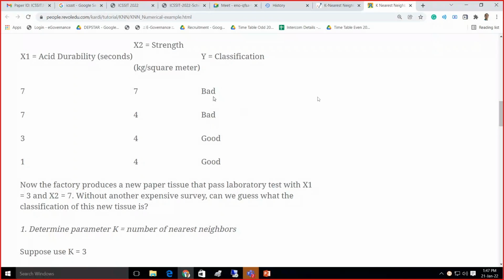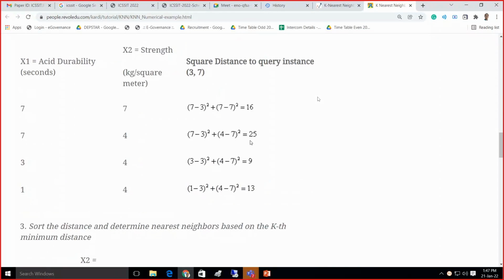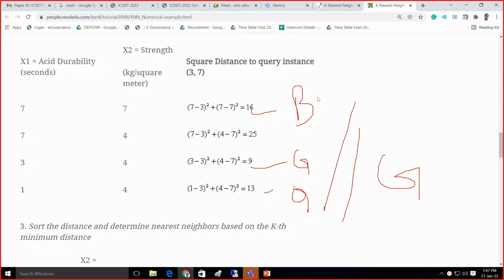Let us see. The classes are bad, good, good. So here the classes for this one: it is a bad, it is a good, and it is a good. So which one is the majority? Most frequent is what? Good. So for this unknown sample with k equal to 3, you can classify it as good. This is your conclusion, right?